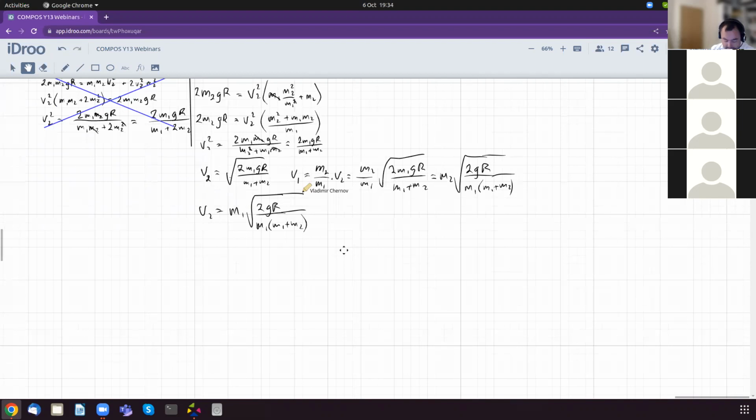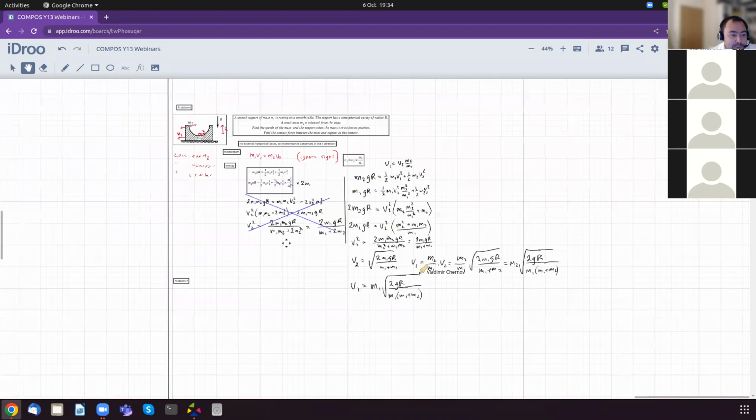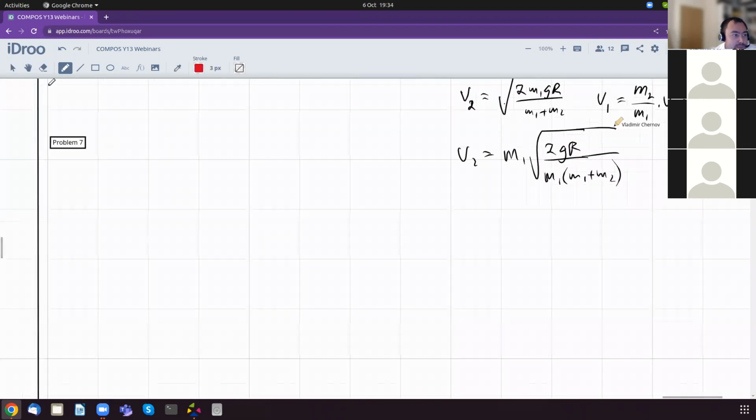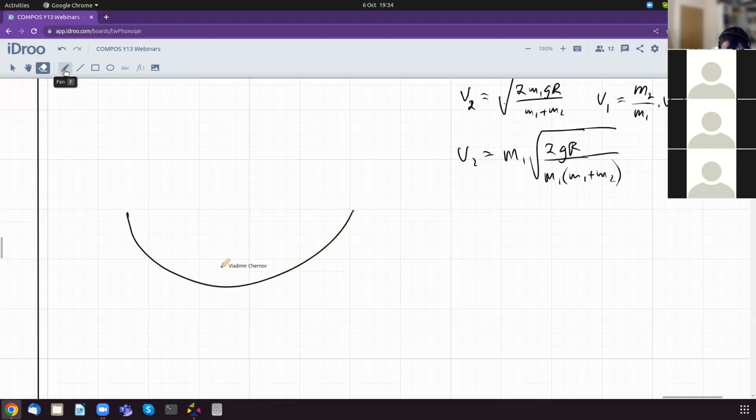Now we need to find the reaction force. So when it's at the bottom of the track, this is moving with V2, but this is moving with V1. So if we go into the frame of reference of the support, we will see that this is V1 plus V2, and this is zero. So basically, the relative speed of the mass and the support is V1 plus V2.